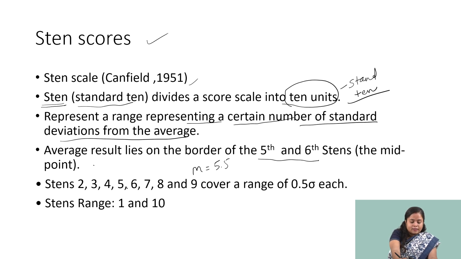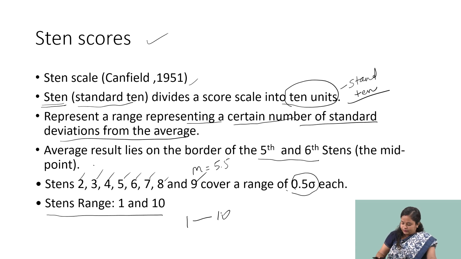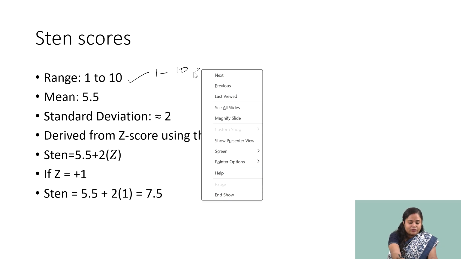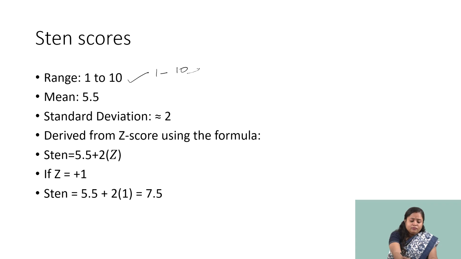All the Stens 2, 3, 4, 5, 6, 7, 8 and 9 cover a range of 0.5 sigma each. The Sten score ranges from 1 to 10. It doesn't go beyond 10. If it goes beyond 10, we round it off to 10. The mean is fixed at 5.5, and the standard deviation is approximately 2.